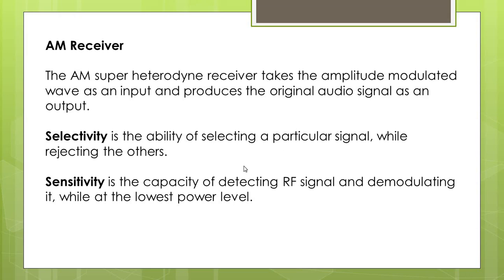So here we have two important terms related to the receivers. One is the selectivity, the other one is the sensitivity. Selectivity means the ability of the receiver to select a particular signal while rejecting the other signals. So the receiver should be able to select the required signal to which it is tuned and it should reject all the other unwanted signals. So that is the meaning of selectivity.